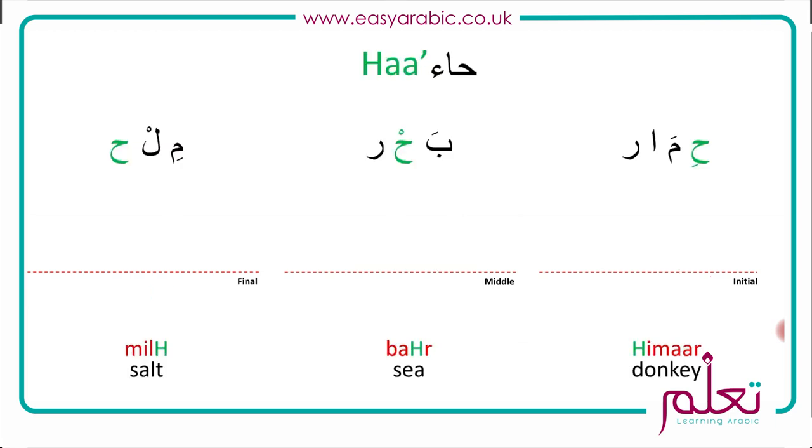Next we have the letter Ha. So Ha is the word Himar, which is donkey. So we've got Ha. We have the Mim. We have the Alif. And then the Ra. Himar. Next we have Bahr, which is the sea. With letter Ba. Then we have the Ha. Then we have the Ra. Bahr.